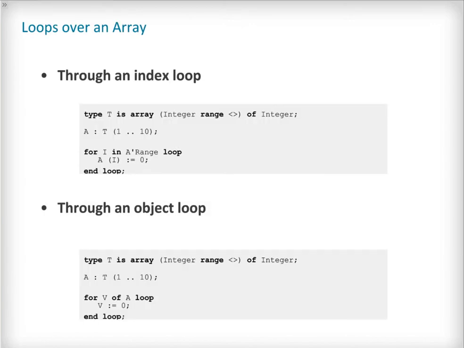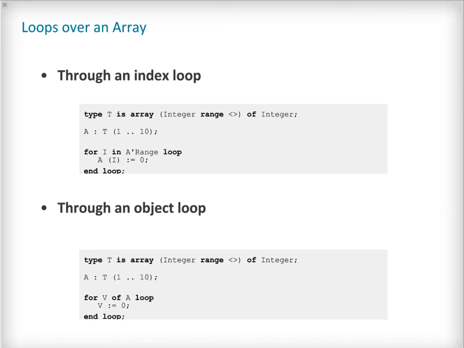Let's now have a look at how to iterate over the components of an array. The first loop, for in, allows us to iterate over the range of the array indexes. So if I write for I in A'Range, I'm saying for I iterating over all the indexes of the A array, and then I can manipulate this index within the loop.